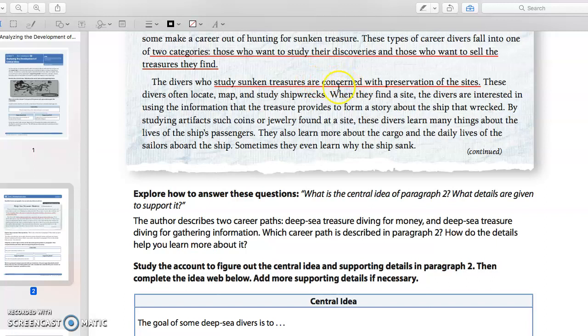So what did we underline? And then I'm going to need 2 facts to support it. So I'm going to read the second paragraph again. The divers who study sunken treasure are concerned with preservation of the site. So what do they do to preserve the site? They locate it and study, and when they find a site, they're using the information to provide a story. Okay, using the information to provide a story about the ship.